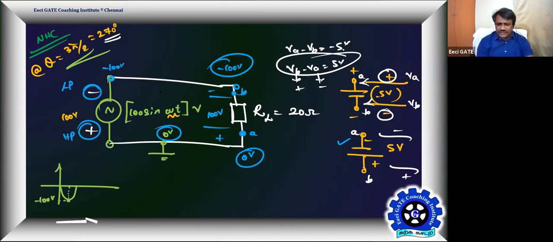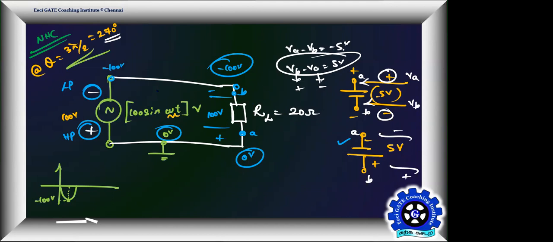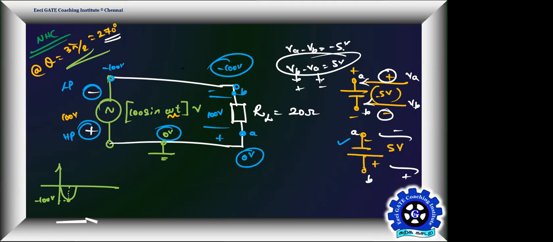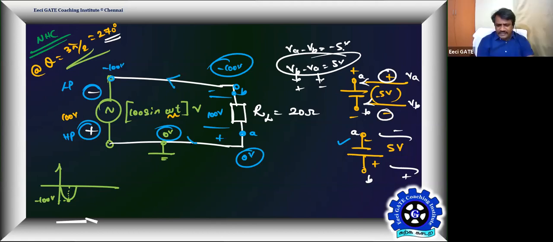Now tell me what's the current in the resistor. 5 amps. In which direction? That's the question. Higher potential to lower potential. Therefore, the current is going to exist in this direction. Correct? Okay, so it is going to be 5 amps current. Now tell me what the source is doing and what the load is doing.